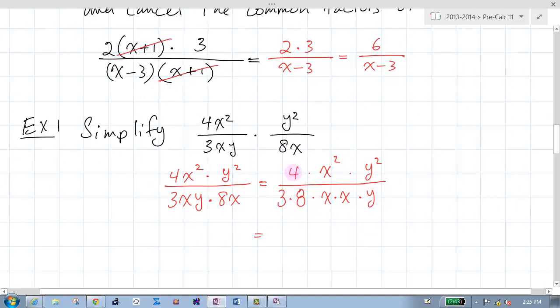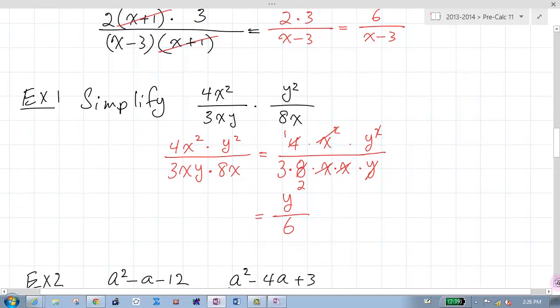Now I have 4 divided by 3 times 8. Between 4 and 8, I can cancel 4 on top, and I have 3 times 2 at the bottom. Between x squared and the two x's that are multiplied at the bottom, I can cancel them out, so all the x's disappear. And then I have y squared divided by y. The y at the bottom cancels with the squared term on top. So I get y over 6 as the simplified form of this.